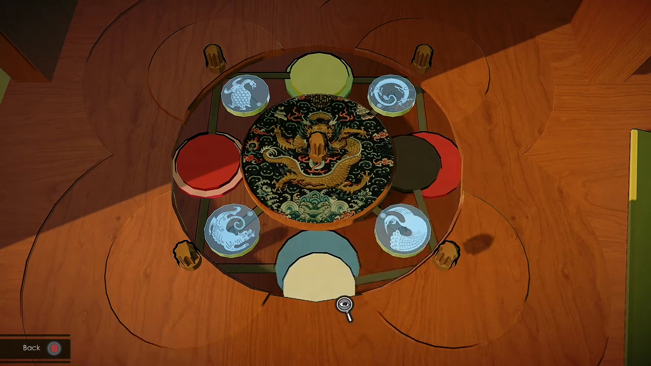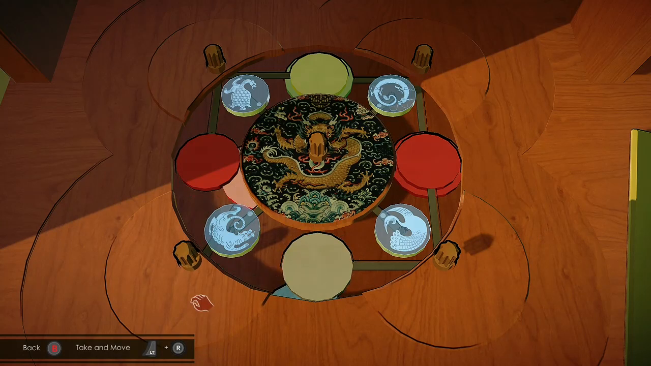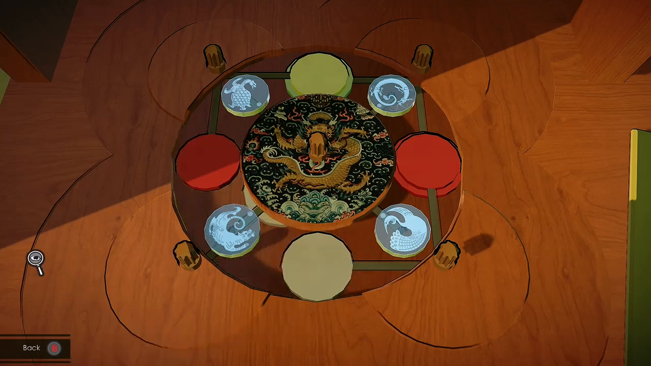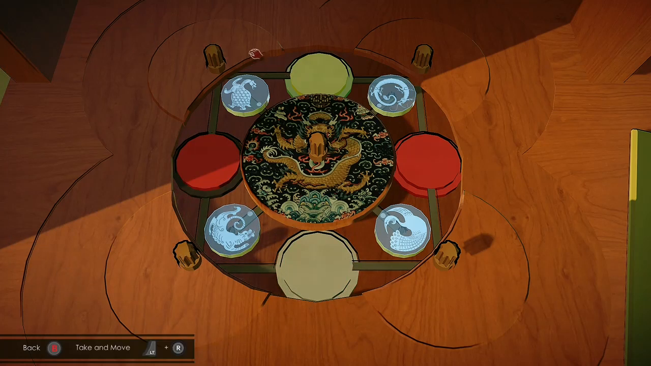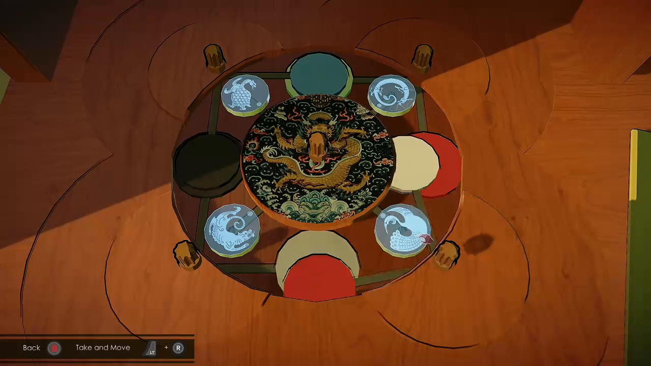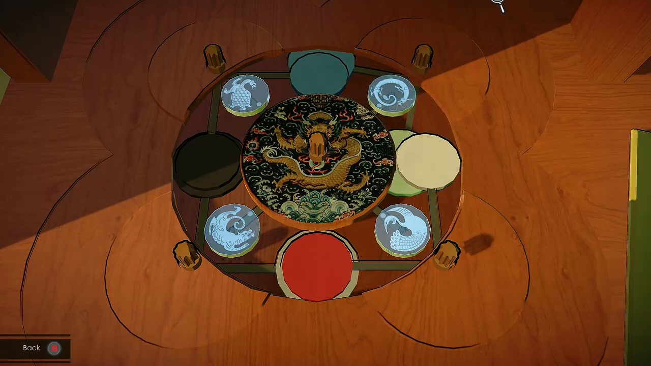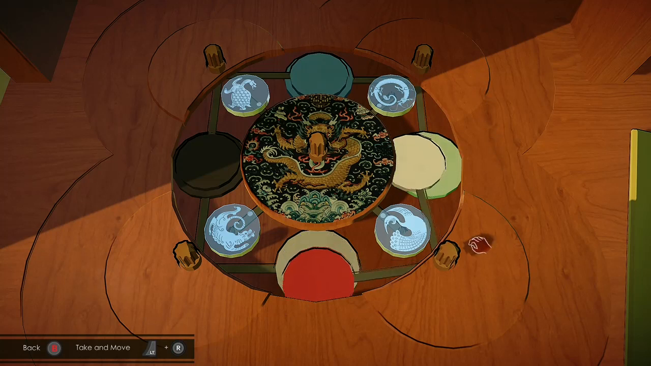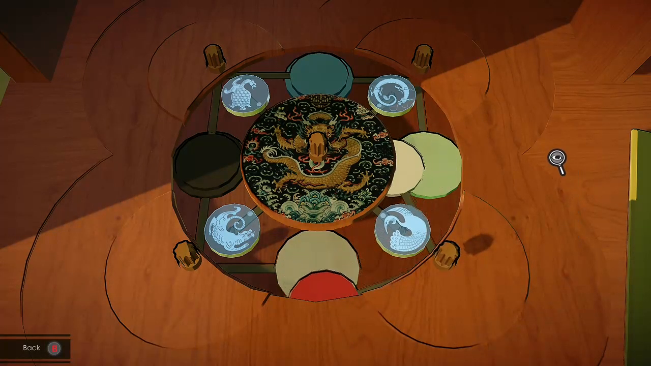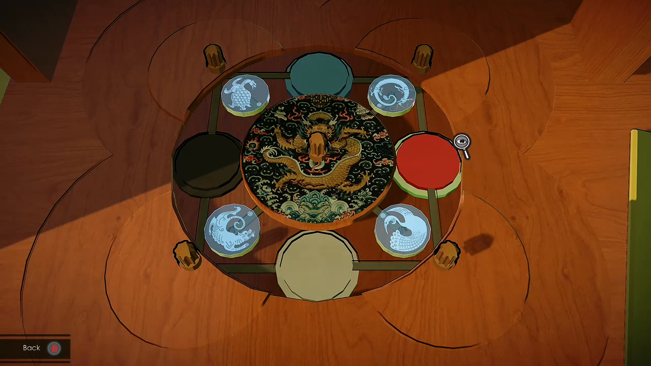Red. Where's blue? I'm gonna go like that a sec, because then... There is no green! That can't be right.